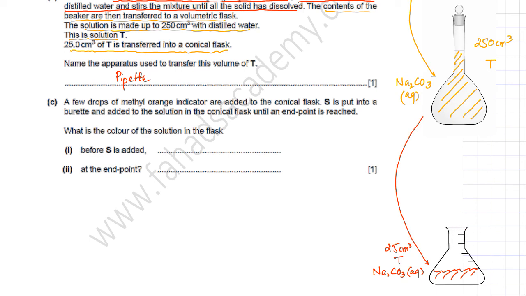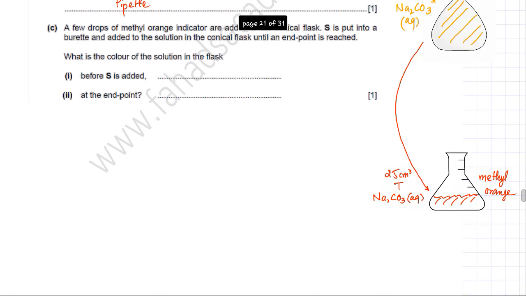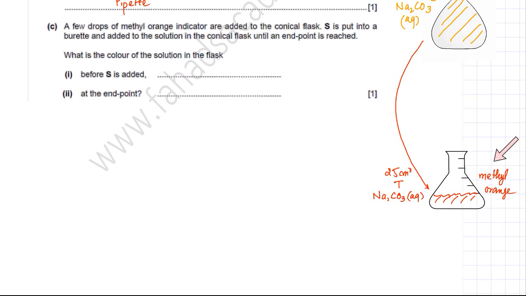Moving to part C, a few drops of methyl orange indicator are added to the conical flask. So you are adding a few drops of methyl orange to this flask. Now methyl orange is an indicator. It is red in acidic condition, and it's orange yellow in alkaline conditions. Let's underline that a few drops of methyl orange indicator are added to the conical flask.